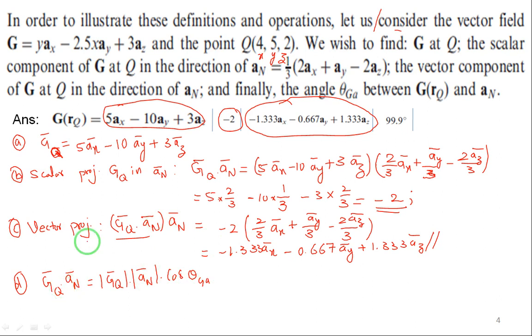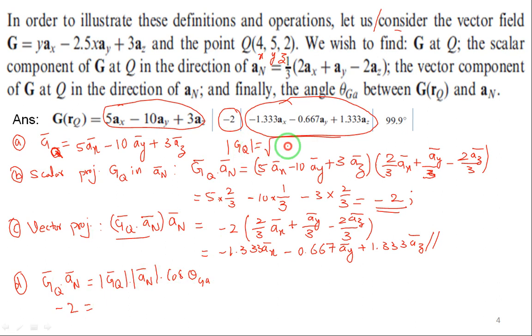So GQ dot AN we have already calculated, that is the scalar projection. GQ dot AN, that is the left hand side, it is minus 2. We have calculated that in part B, that is over. Then magnitude of GQ you find out. GQ is already there in part A, just take the magnitude. Magnitude of GQ I will calculate here.